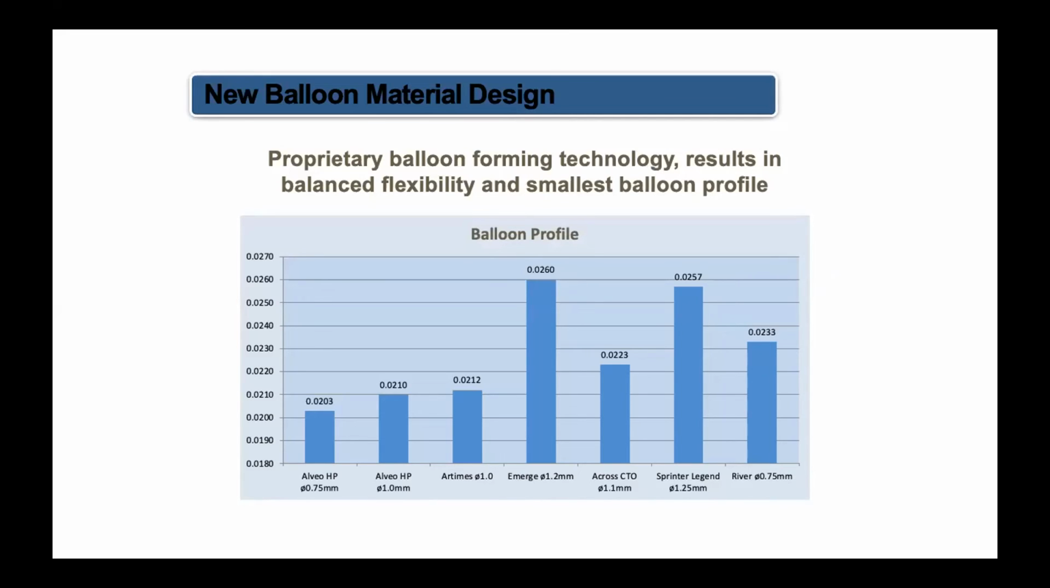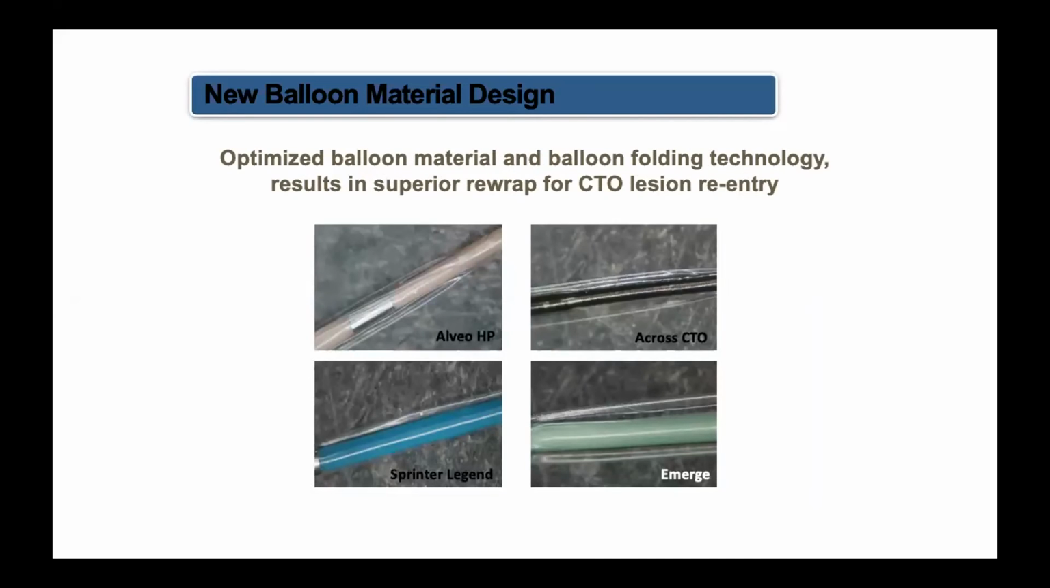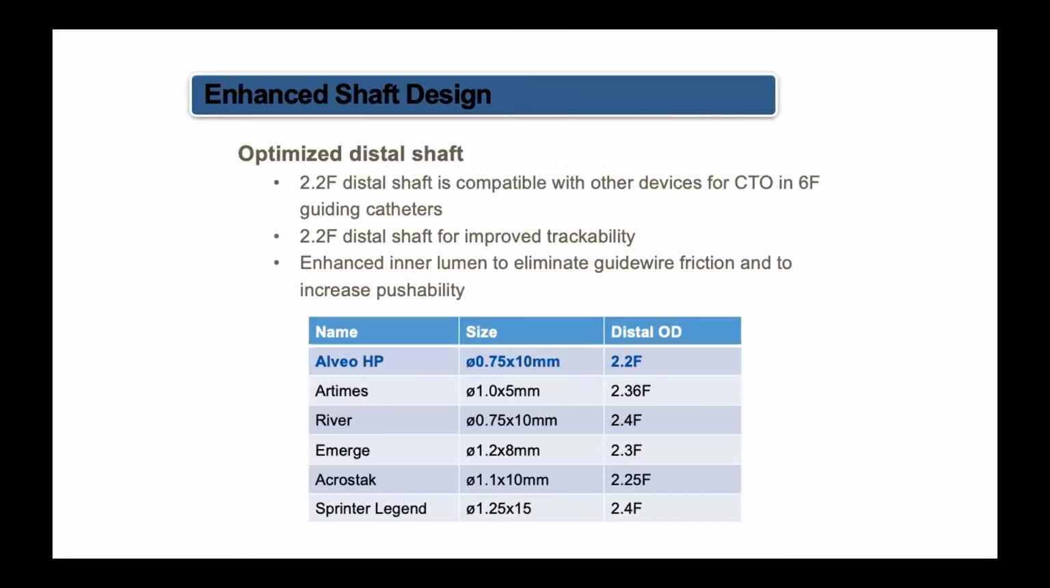So the proprietary balloon forming technology results in balanced flexibility and the smallest balloon profile as compared to all other CTO crossing balloons like Alveo, Arc Times, Emerge, Across Sprinter, and River again. The optimized balloon material and balloon folding technology results in superior rewrap for CTO lesion reentry. The optimized distal shaft with 2.2 French is compatible with other devices for CTO and 6 French guiding catheters. The 2.2 French distal shaft is used for improved trackability.